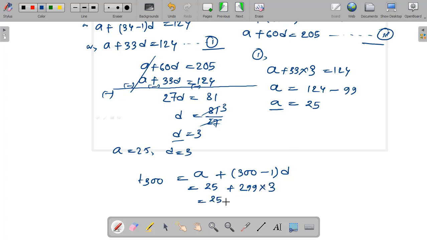So 25 plus, 3 nines are 27, 7 carry 2, 3 nines are 27 plus 2, that is 29, carry 2, 3 twos is 6 plus 2, 8. So 897, and 25 we get 7 plus 5, that is 12, 2 carry 1, 9 plus 2 is 11 plus 1, 12, 2 carry 1, 8 plus 1, 9. That is our answer, 922. So the 300th term of the AP is 922. So this is our answer.